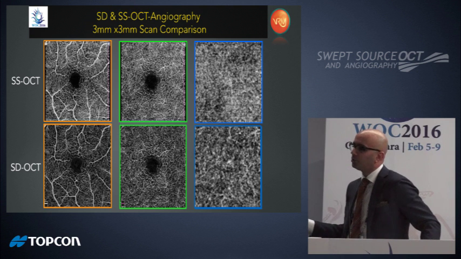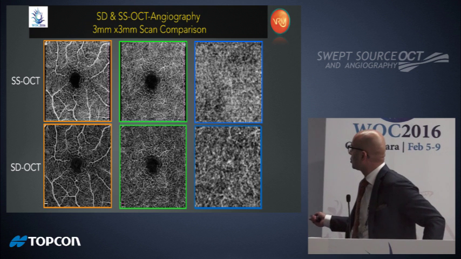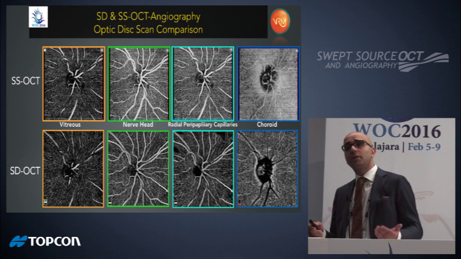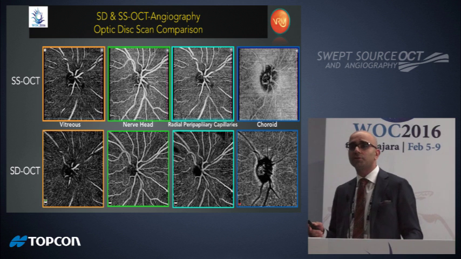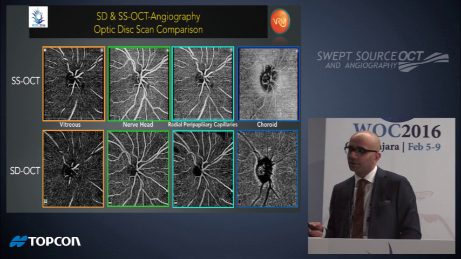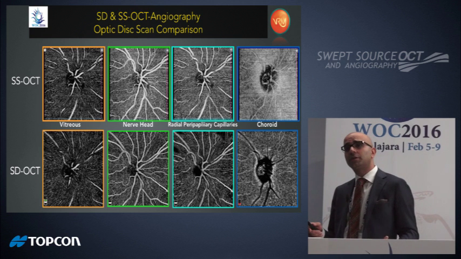So this is a high mag view that shows, again, a little brighter signal in the choriocapillaris compared to spectral domain. Whether this will be clinically relevant in the future remains to be seen as we begin to resolve the information that we see in choriocapillaris. So what about the optic disc? What are we seeing different in the optic disc? I think from the perspective of the vitreous, the nerve head, and the radial peripapillary capillaries, they're very similar technologies in terms of spectral domain and swept source.